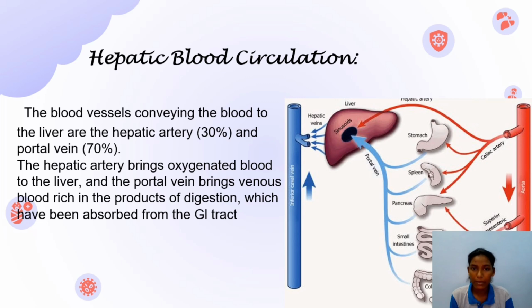Hepatic blood circulation. The blood vessels conveying the blood to the liver are the hepatic artery and portal vein. The hepatic artery is about 30% and the portal vein about 70%. The hepatic artery brings oxygenated blood to the liver, and the portal vein brings venous blood rich in the products of digestion which have been absorbed from the GI tract.